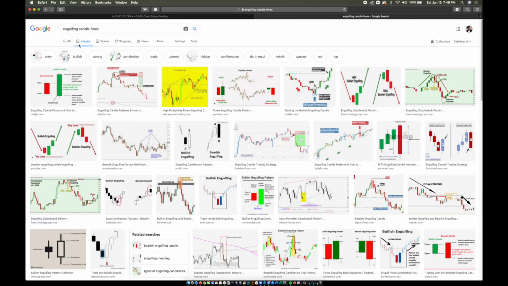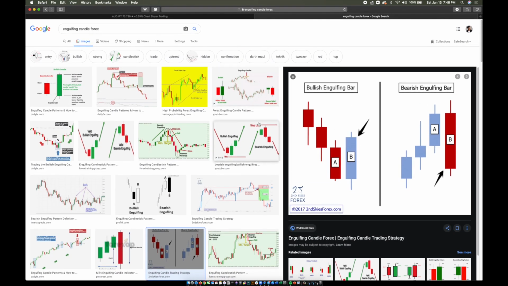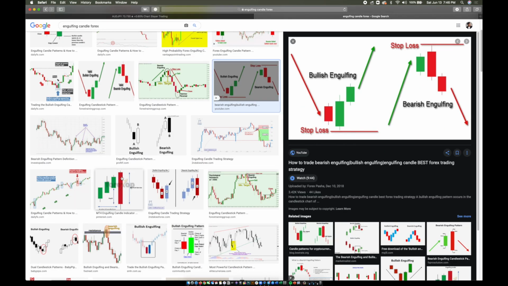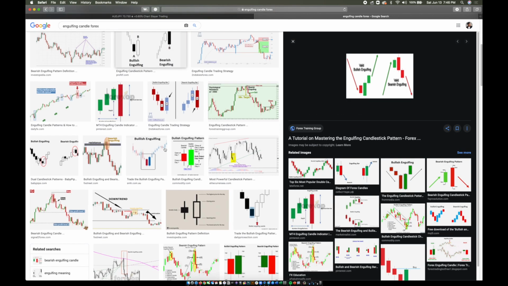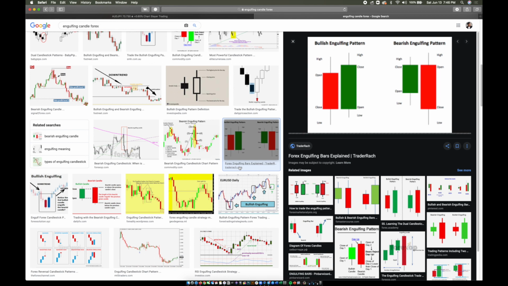And the next thing I'm going to be going over is engulfing candles. Engulfing candles are easy. What pin bars mean is rejection. What engulfing candles mean is a change in direction. I actually want to bring up some better ones for you guys. There we go. This is the one that I want to bring out.